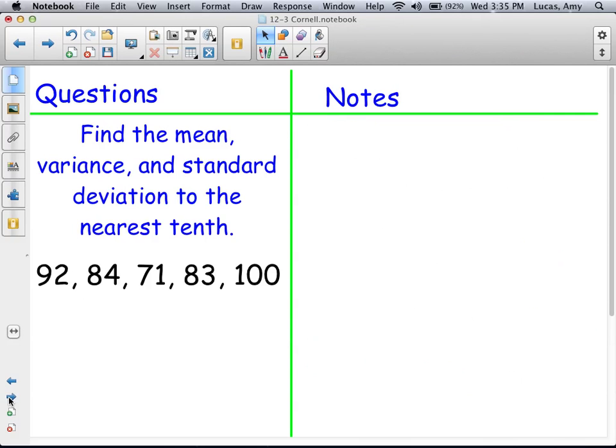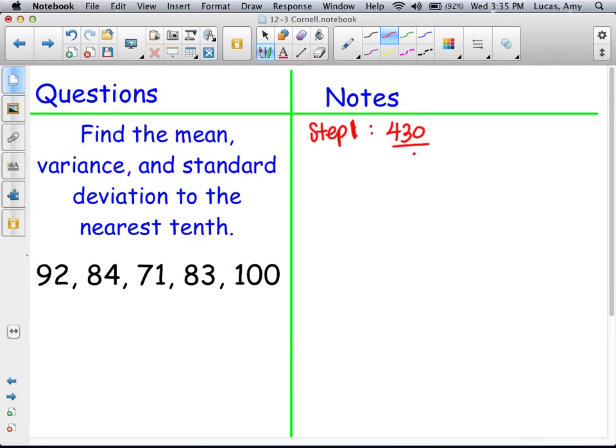One more example. Step 1. I'm assuming that you know how to do this on your calculator by now, so I'm just going to add them all up. So I have 430 divided by 5. So my mean is 86.